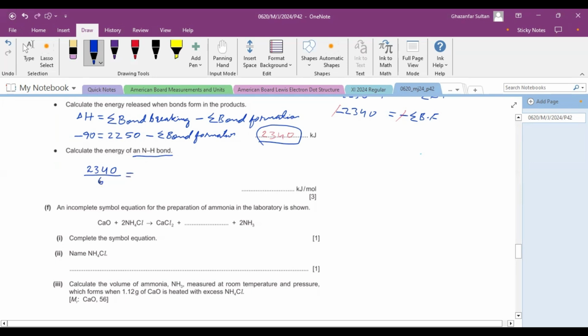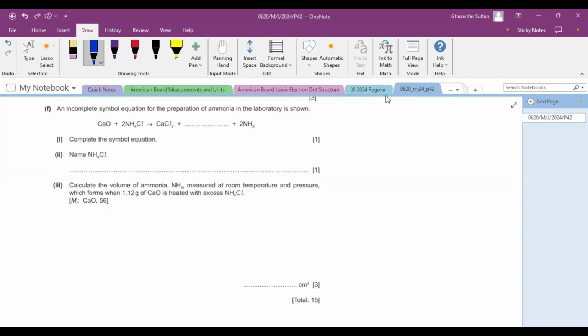So then we will get, 6 threes are 18, so 3 would be here, and it becomes 554. 3 nines are 54 and 0. So it would be 390 kilojoule per mole of the energy. This is part F of the question 3.